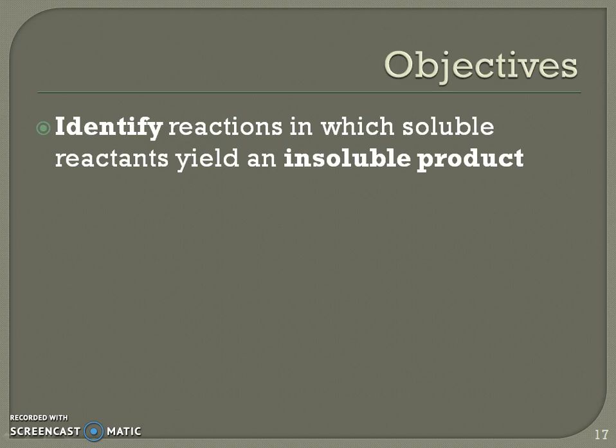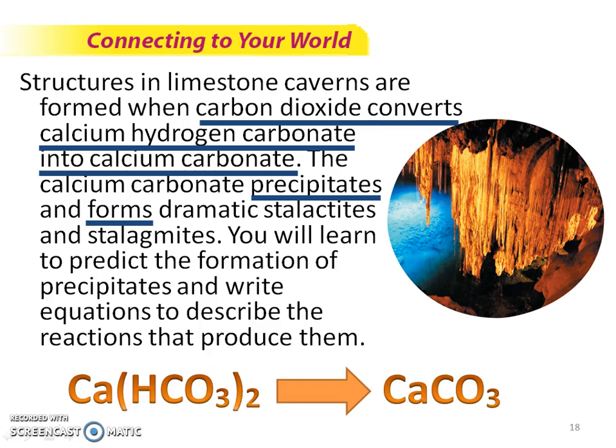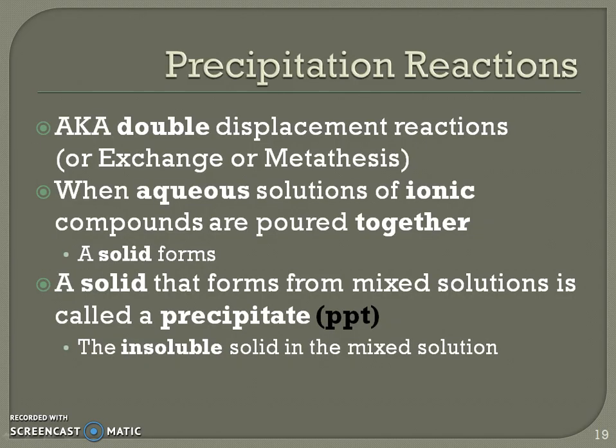Your objective for this section is to identify reactions in which soluble reactants yield an insoluble product. So soluble means aqueous, right? It dissolved, and insoluble would be that precipitate that forms. I thought this was interesting: carbon dioxide converts calcium hydrogen carbonate into calcium carbonate. The calcium carbonate precipitates and forms these beautiful stalactites and stalagmites. So I thought that was pretty neat about caves. So pause the video, fill in your blanks, and then play to hear my words.